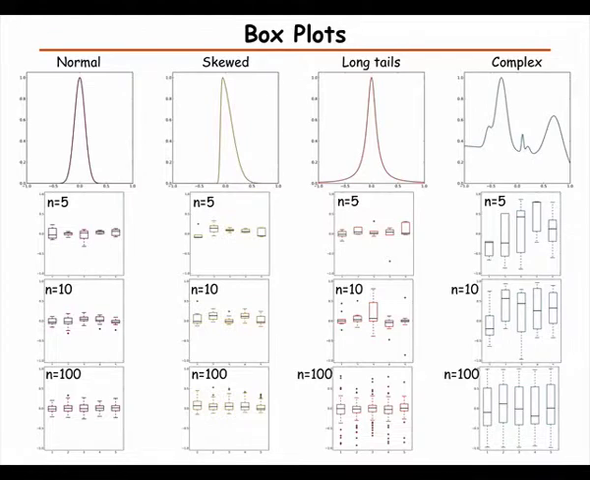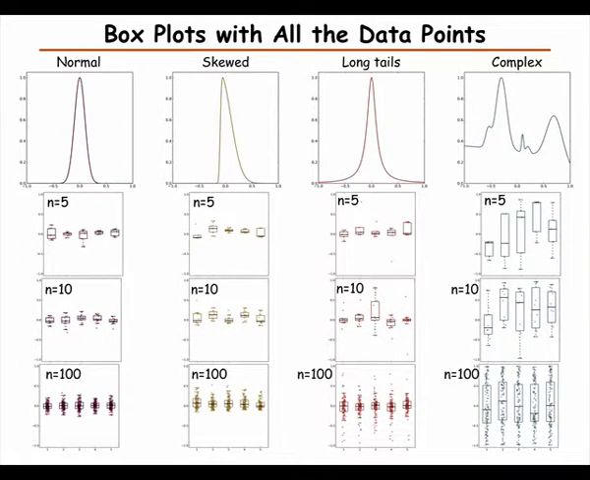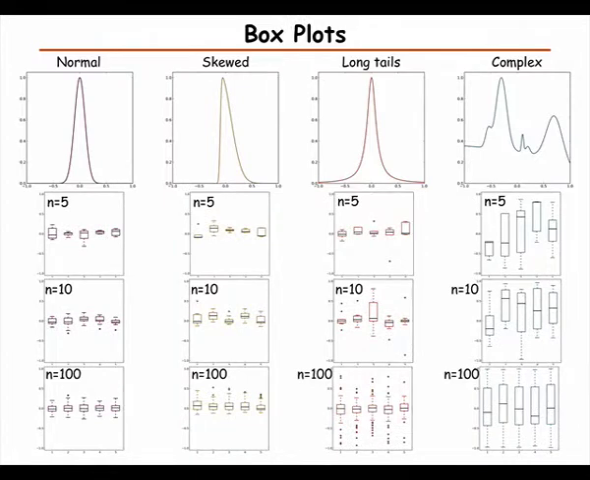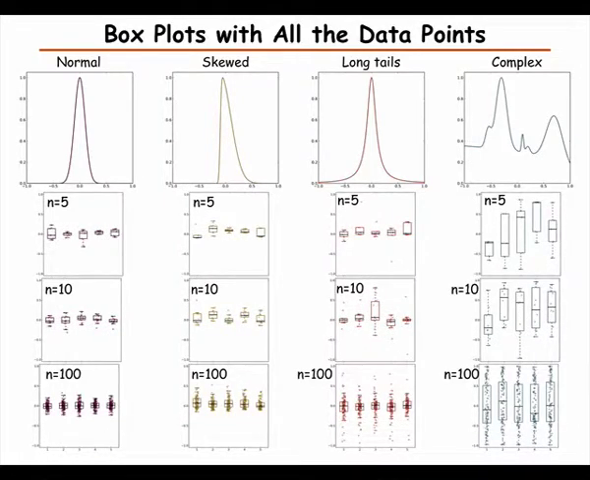So one other thing one can do, of course, is to do the box plot, but then overlay all the data points. So this is exactly the same. Here we just show the outliers, but here we show all the data points. And that's probably a good exercise later on.